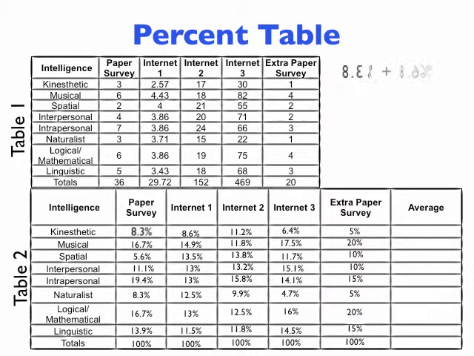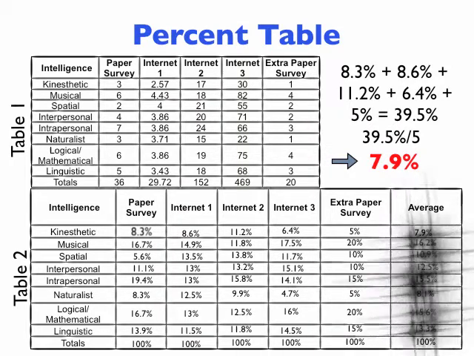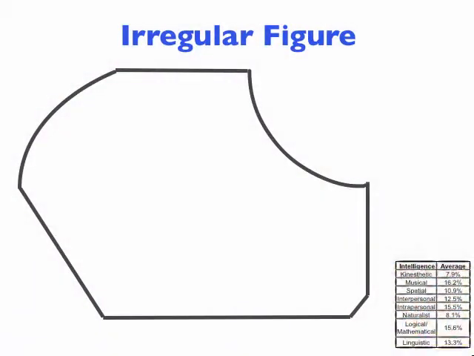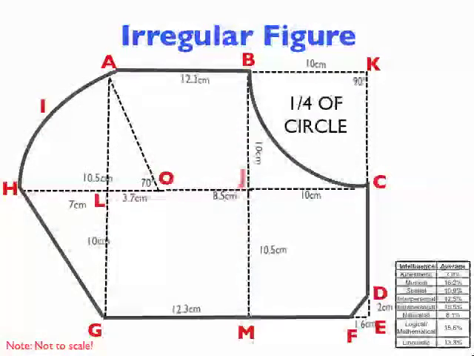For example, let's try it on kinesthetics again. Add up 8.3, 8.6, 11.2, 6.4, and 5. We get 39.5%. Divide by 5. You should get 7.9%. Hooray! Now, do the same for the rest. We can finally start on our irregular figure graph. This graph is not to scale. You will notice that I have labeled some points on the graph. I will be using these as reference points.